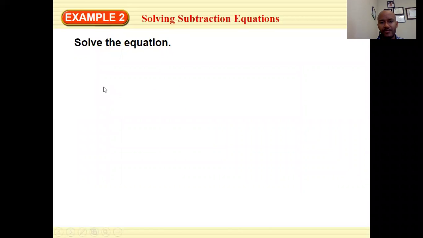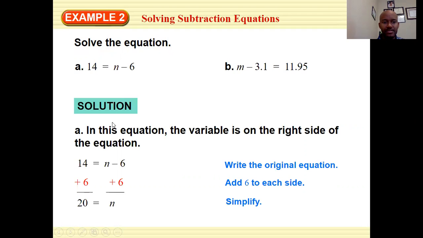So here, let's look at some more subtraction equations. Start with A. To find what n is, notice you're subtracting. We're using inverse operation, so we're adding 6 to both sides, and our answer would be 20. So 6 plus 14 equals 20, and these 6 eliminate each other.